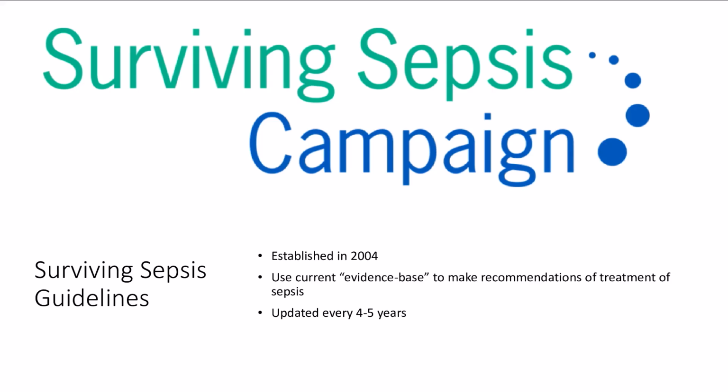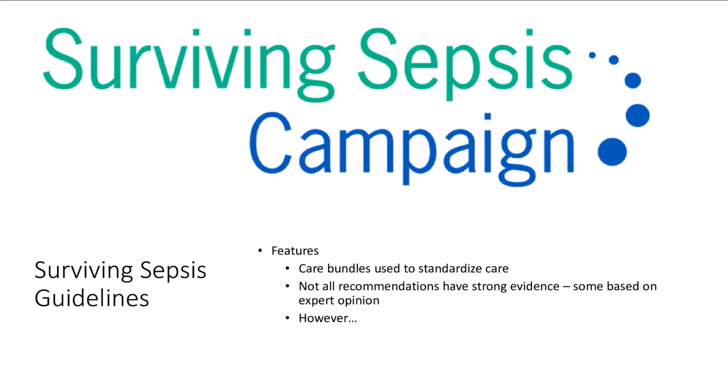So let's just have a look now, just before we finish off, and I apologize, I've gone over time, but surviving sepsis guidelines were established back in 2004, and they use the current evidence base to make recommendations for the treatment of patients in sepsis. They're updated about every 4 to 5 years. They're decided on by a committee of experts. They have developed these care bundles to help standardize care.